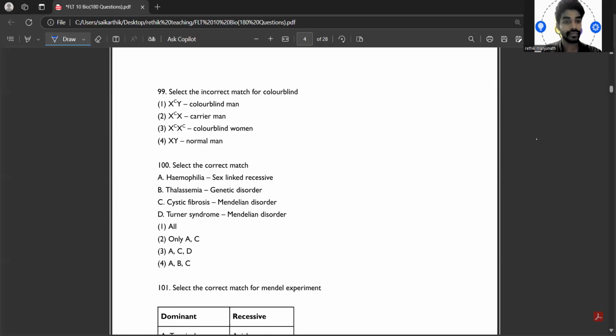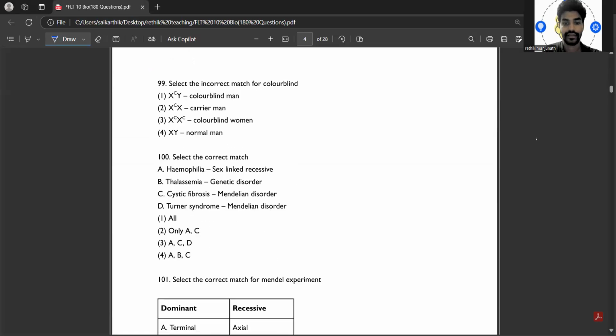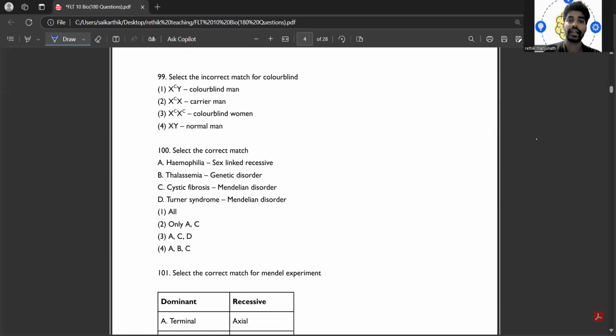Coming to the 99th question. It says, select the incorrect match for color blindness. So, which is the correct answer here? Option 2, that is carrier woman. It is actually an incorrect match.